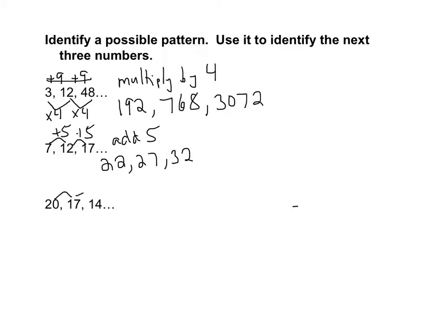Our next one's a little bit different because instead of increasing, it's decreasing. We see it's going down 3. So here we would say our pattern is to subtract 3. So 14 minus 3 would be 11, then 8, and then 5.